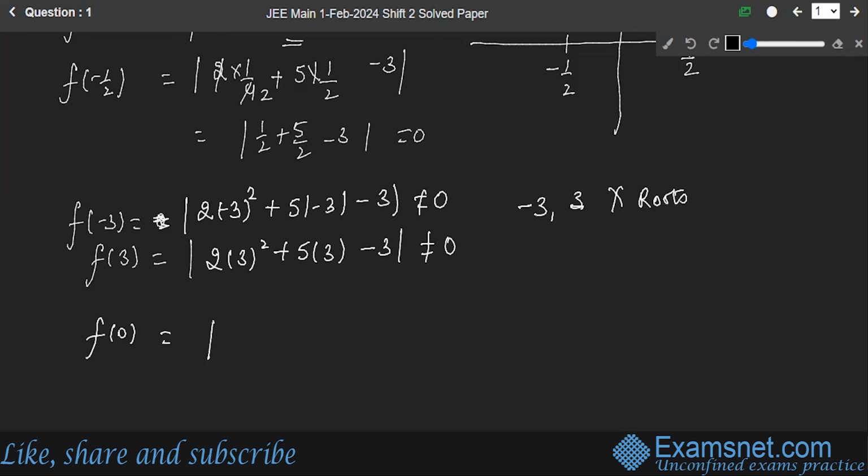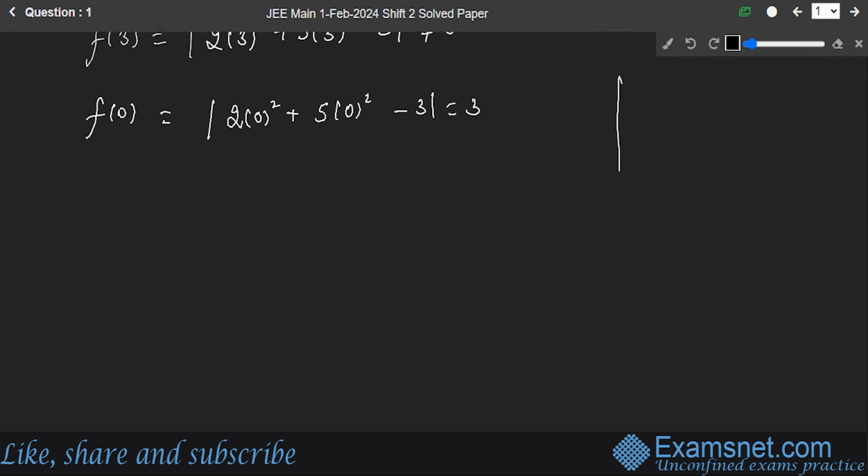Of 0. Okay, this will give me 2 into 0 square minus 0 minus 3. This will be equal to 3. So that means the graph will look something like this for this function. The graph will be, first, it will coincide with the x-axis at this, and this is the point 0, 3.